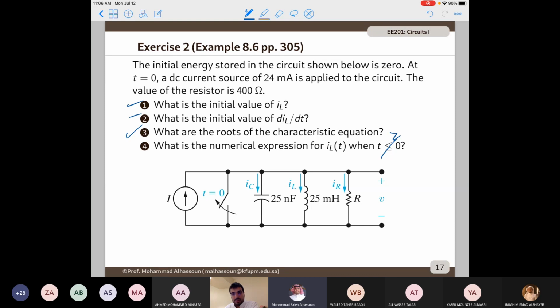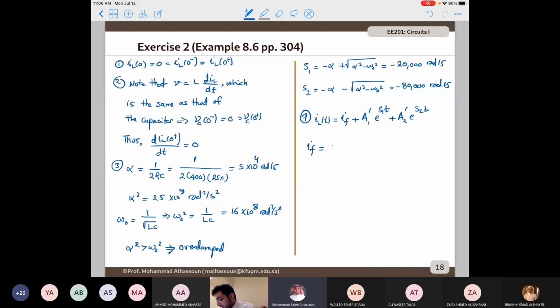What's the final value here? Ziad? Minus the current source. Not really, it's the current source. It's not the minus the current source. I final is 24 milliampere.